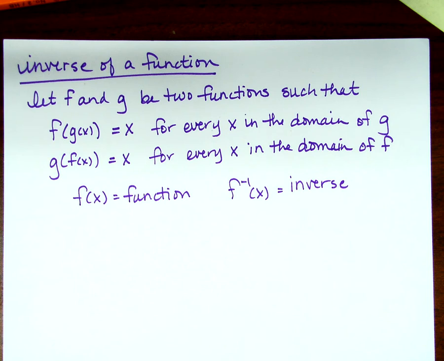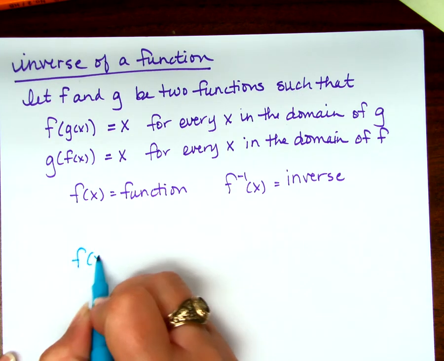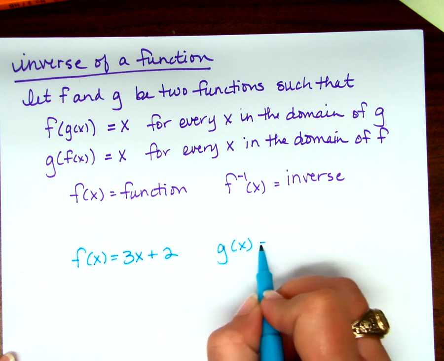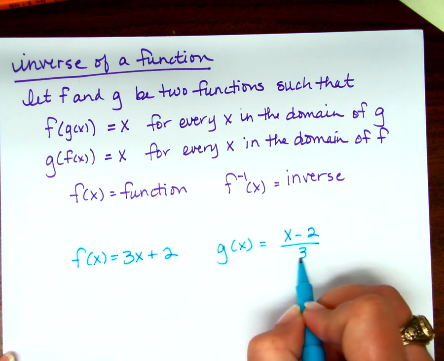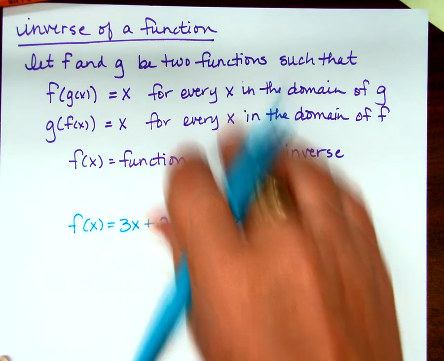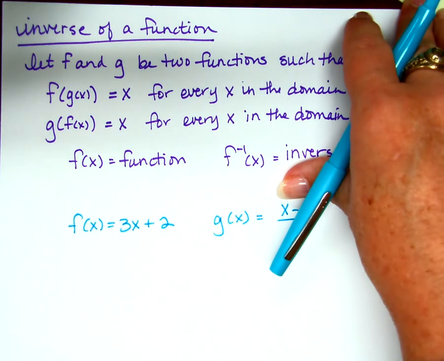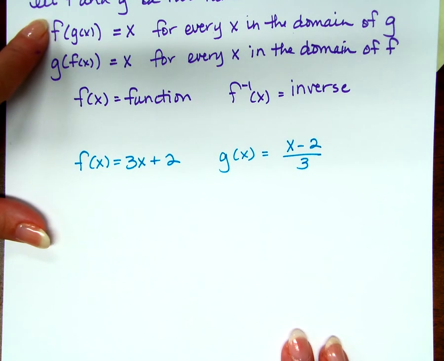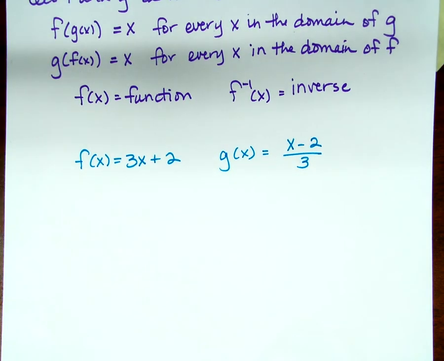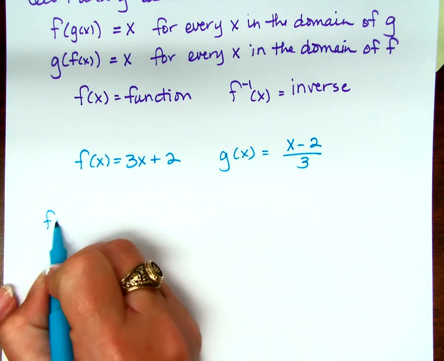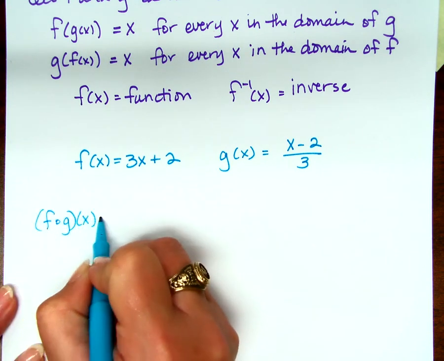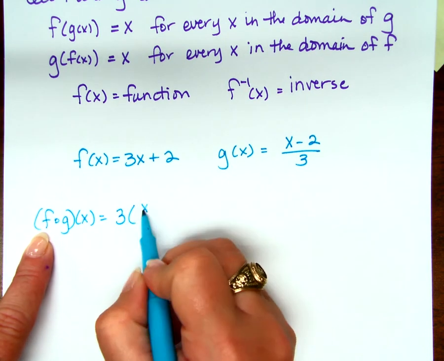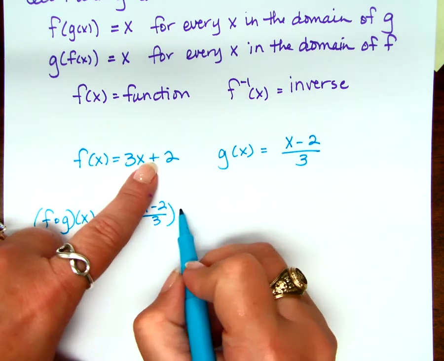So, here's what's given. f of x equals 3x plus 2, and g of x equals x minus 2 over 3. This is what's given, okay? Well, if this is what's given, what am I trying to do? If I'm trying to verify, I'm using f of g and g of f, right? So let's do f of g first. F of g of x. So I start with f. Anytime I get to an x, I write g of x, right? x minus 2 over 3, and then plus 2, right?